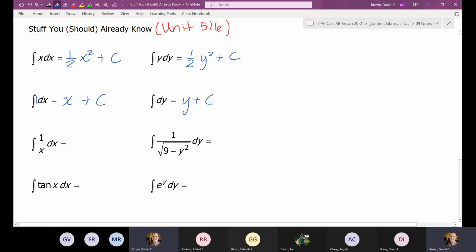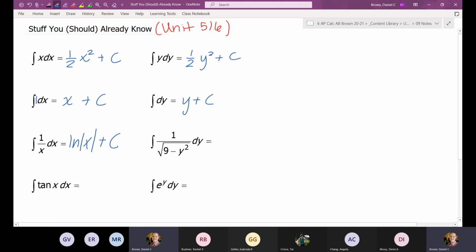And then I just try to pick some rules that are common in these types of problems, and ones that I find students sometimes forget. What is the integral of 1 over x? Natural log of, not just x, but absolute value of x plus c.